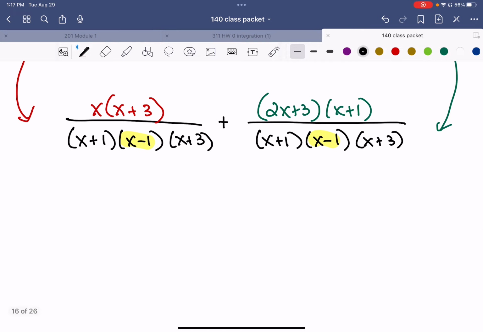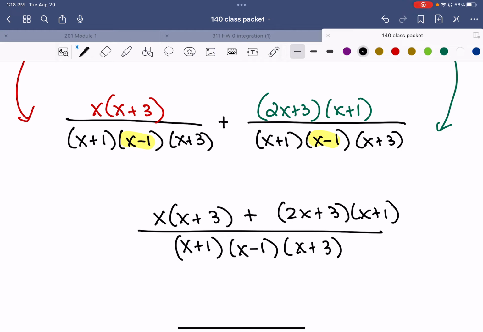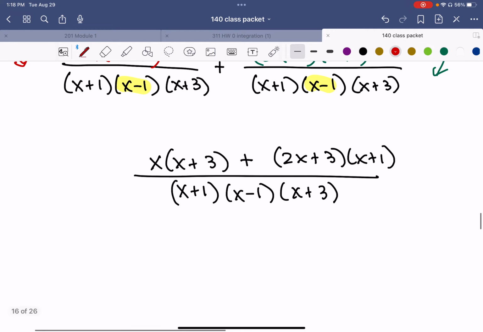Okay, let's go ahead and combine it all into one so I can write that denominator only one time. Right? Because when we add two fractions that have the same denominator, we keep the denominator and we add what's in the numerator. So we have x times x plus 3 plus 2x plus 3 times x plus 1. Now you could multiply out the numerators before you combine them. That's up to you. Now what I'm going to do is go ahead and distribute and simplify. Right? And so we're going to FOIL these out.